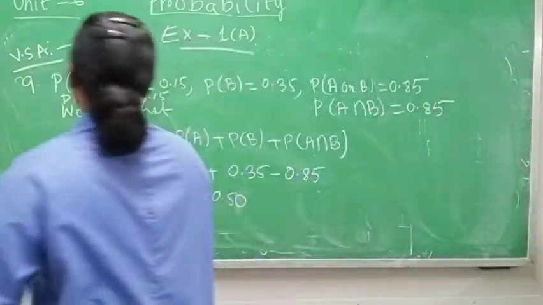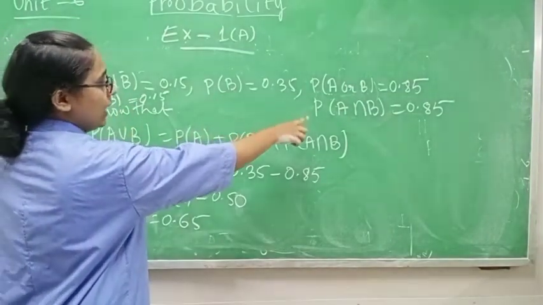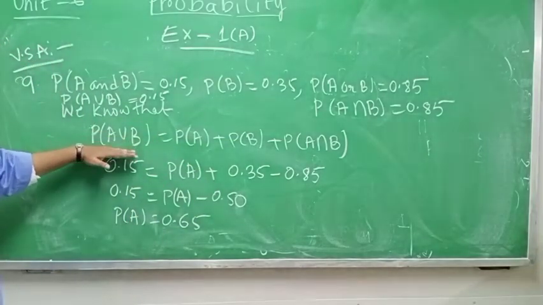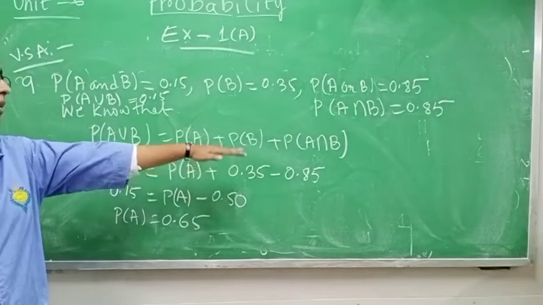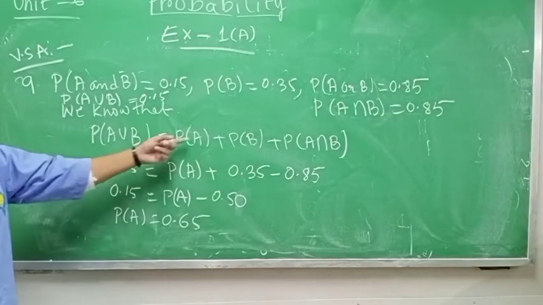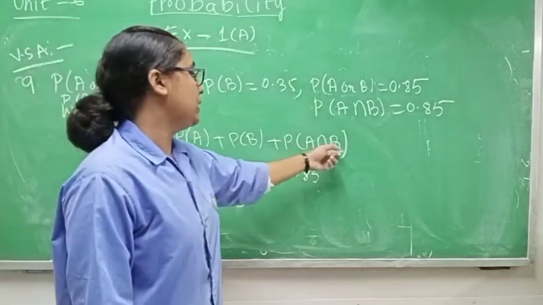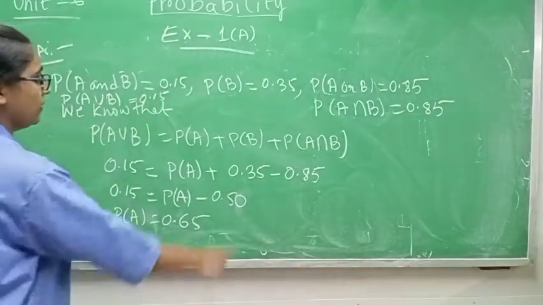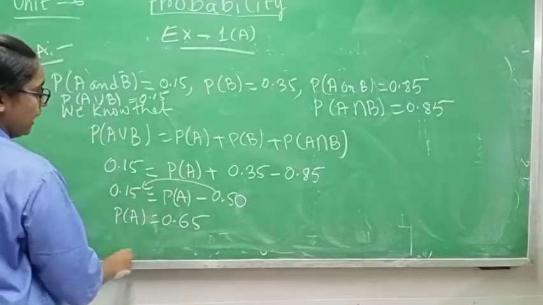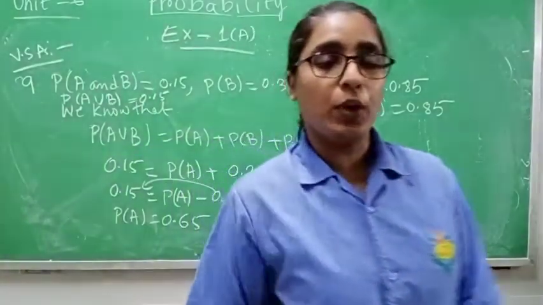One formula we know, when these three things are given to you, the union of A and B, the value of P(B) and the value of A intersection B, then you can use this formula to find P(A). We know that P(A union B) equals P(A) plus P(B) minus P(A intersection B). P(A union B) value is 0.85, P(A) value you don't know, you have to find this one, P(B) value is 0.35, P(A intersection B) value is 0.15. When you subtract, you get 0.50, and when you add, you get 0.65. So the probability of A you are getting is 0.65.